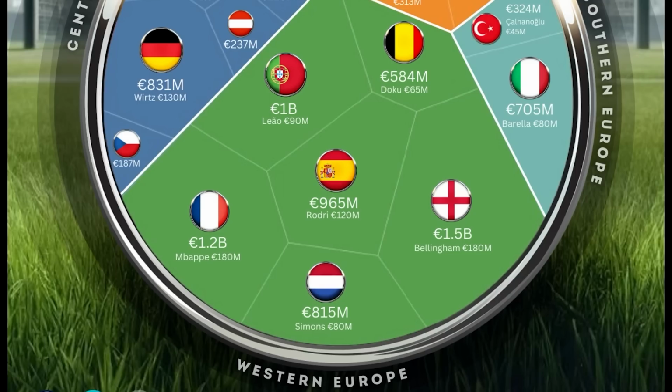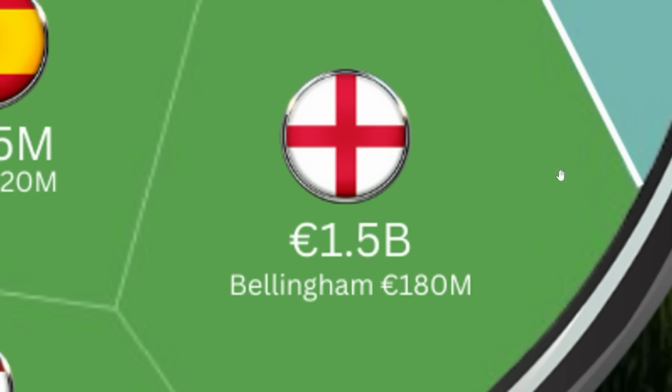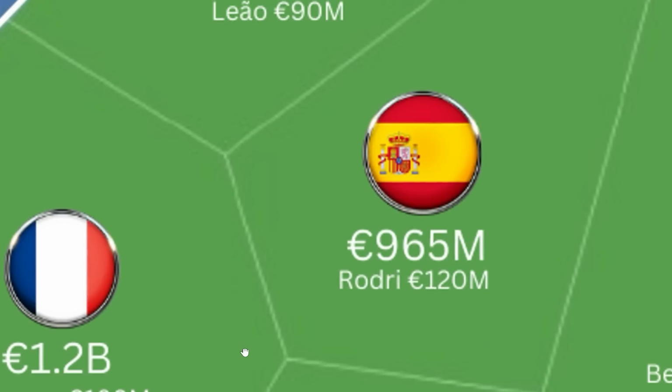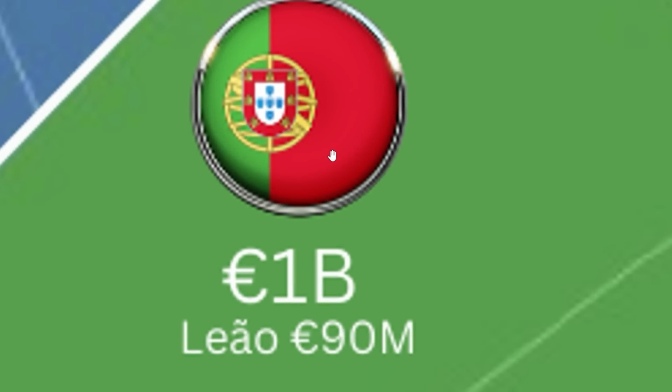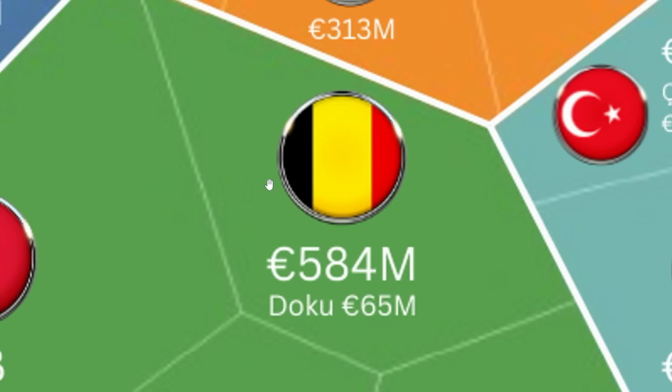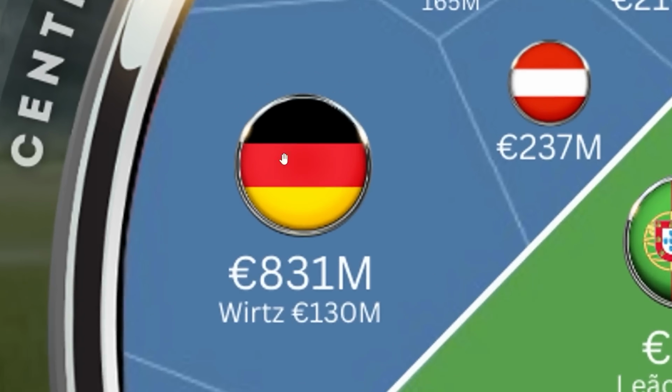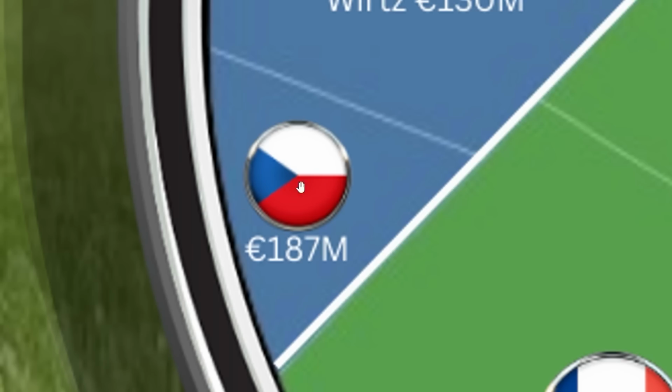As you can see, the Western Europe squad has quite a lot of market share. The biggest coming out of England at 1.5 billion, but not too far behind them we have France and then Spain and the Netherlands. Look at Portugal go. Just Portugal alone with 1 billion. That's impressive for Portugal being a pretty small country. And here's Belgium. Then here's the host nation, Germany in Central Europe. Dang, Czechia not with that much.